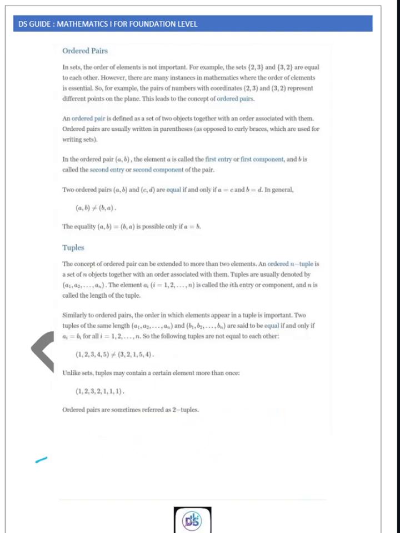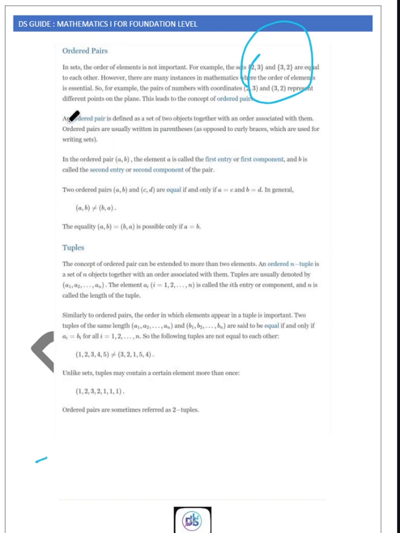Okay. Next we have ordered pairs. So are ordered pairs really important? Not always, but sometimes they are important. For example, you are given these points, 2 comma 3 and 3 comma 2. If you represent these points on the coordinate axis, you will definitely get different points.